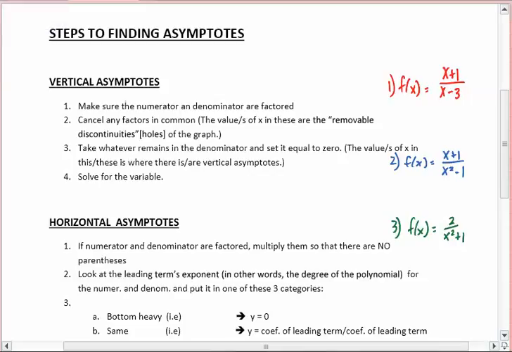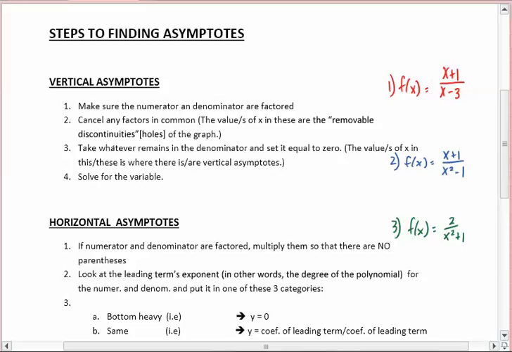First, make sure the numerator and denominator are factored. I look at the numerator and denominator of this one, and yes, they're indeed factored, so I'm good to go. Then cancel any factors in common. I don't see any factors in common. These cannot be canceled because those are not factors. They're add-ins, part of a binomial, so they're not factors.